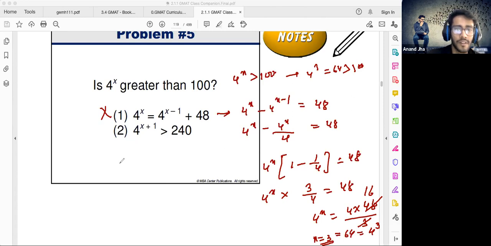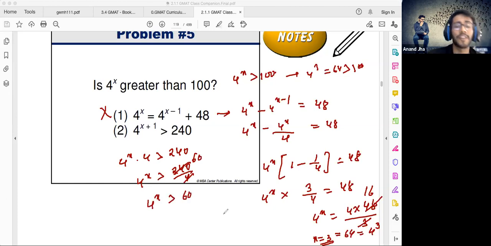Second one: 4 to the power x into 4 greater than 240. So 4 to the power x is greater than 240 by 4, that is 60. 4 to the power x greater than 60. Which power of 4 will give you greater than 60? x equals 3. 4 power 3: 4 fours are 16, 16 fours are 64. So x is 3 here also. Even if I combine both, still 4 power x won't be greater than 100. Right?